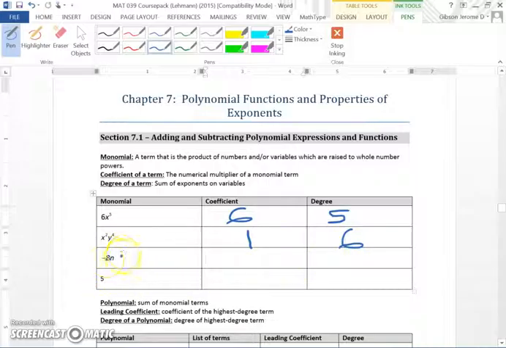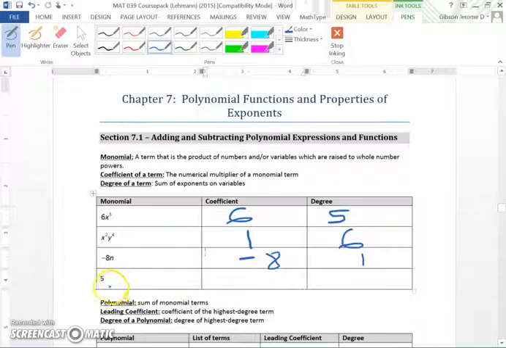Now we go down here to this next value. We have negative 8 times n. Now, the coefficient here would be negative 8. Now, we look here at n. It does not show an exponent. Whenever you have a variable that does not show an exponent, that exponent is assumed to be 1. So the degree is 1 here.